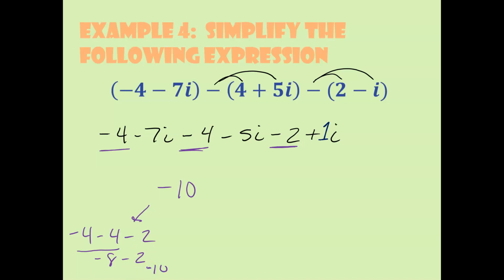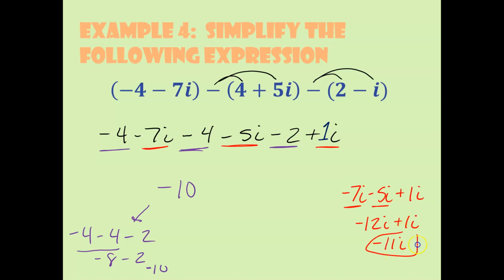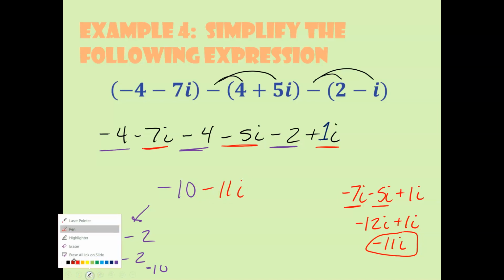Okay? All right, so now your imaginaries. Imaginaries are the negative 7i, the negative 5i, and the positive 1i. So over here I'm going to say negative 7i minus 5i plus 1i. All right, so negative 7 and negative 5, that gives me negative 12i. Bring down the plus 1i. And then negative 12 plus 1 is going to give me negative 11i. Okay? So I'm going to come over here and I'm going to put negative 11i. And that is my answer.